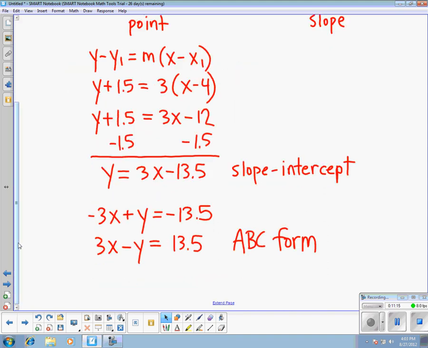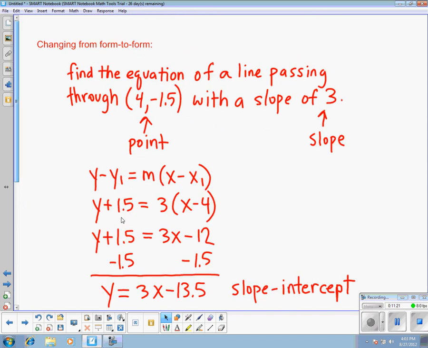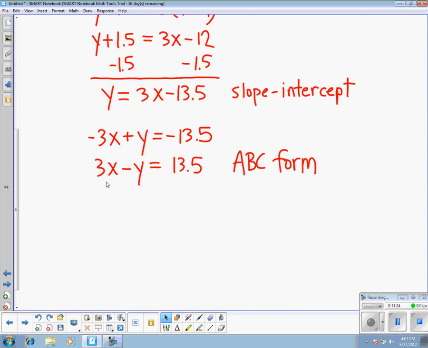And I went ahead and I made the 3x positive. It doesn't have to be positive, but I just like to start without a negative in the very front. And then one of the rules about ABC form is that A, B, and C have to be integers. So I technically have one more step to do, which is to multiply all parts of this equation by 2 and get 6x minus 2y equals 27. Now, the 6 is positive, which is not required, but I like a little bit better, and all A, B, and C are integers.